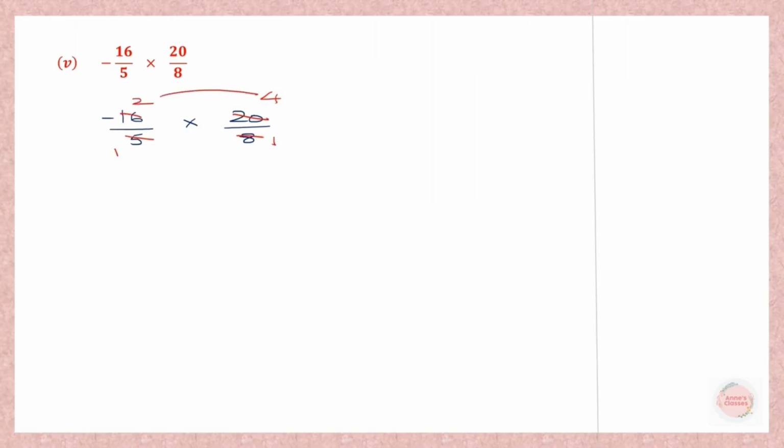Now let's multiply this. So minus 2 into 4 is minus 8, and in the denominator, 1 into 1 is 1. Minus 8 by 1 is equal to minus 8. So our answer here is minus 8.